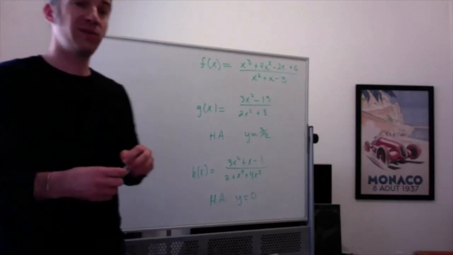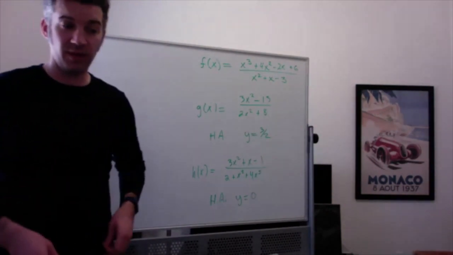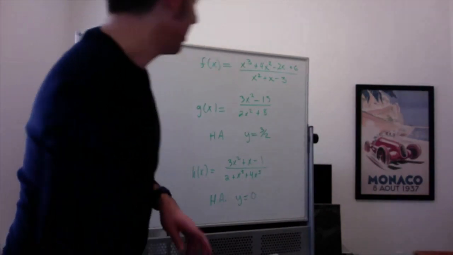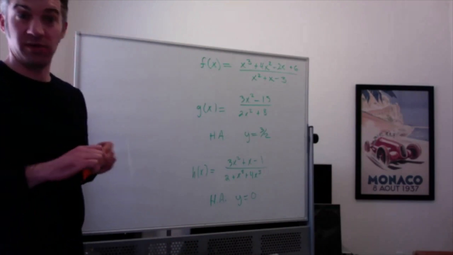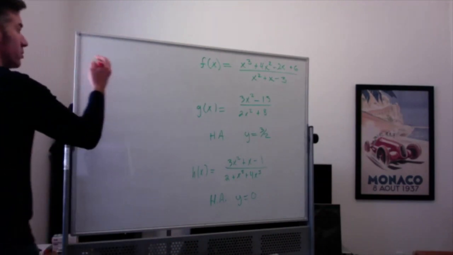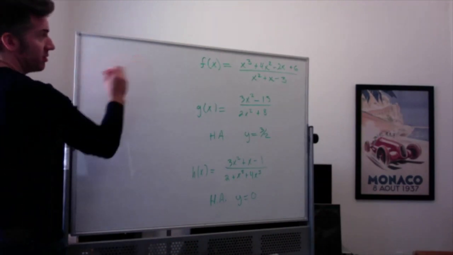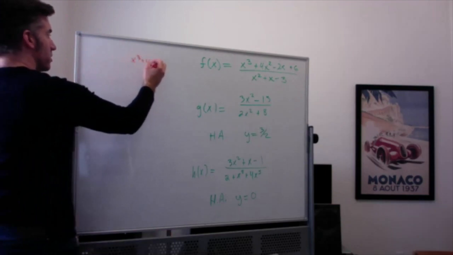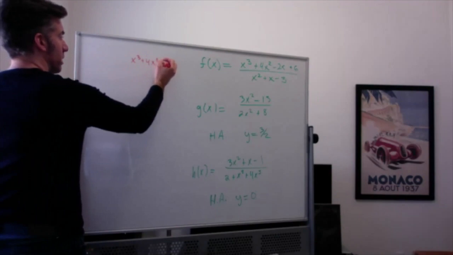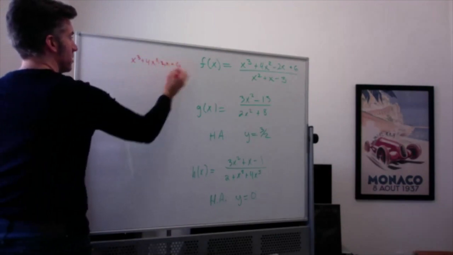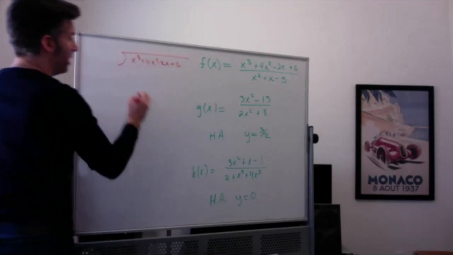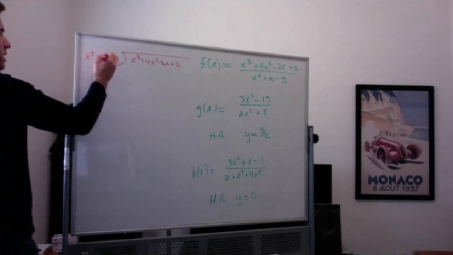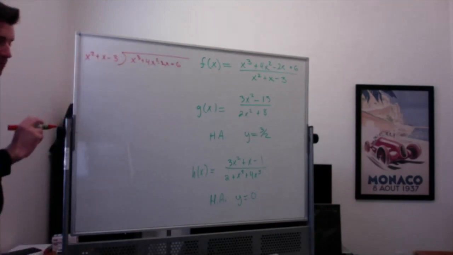So then, once we've identified that we have a slant asymptote, we have to find it. And the way you find the slant asymptote is by doing polynomial division. So I'm going to divide x cubed plus 4x squared minus 2x plus 6 by x squared plus x minus 3.